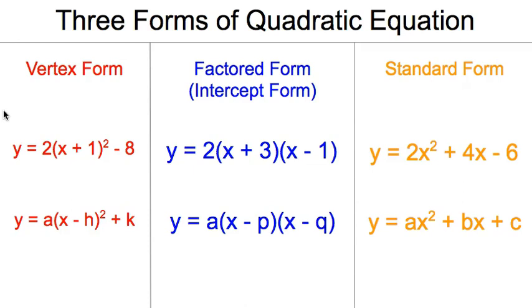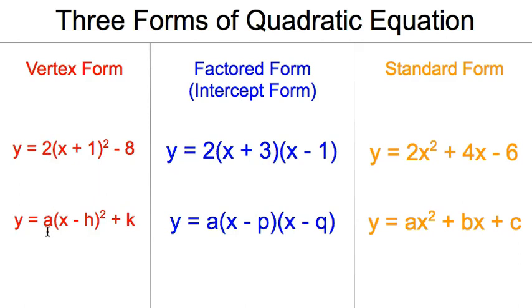And here they are. We have our three forms: vertex form here in red, factored form, also known as intercept form, here in blue, and standard form in orange. And so what I want you to notice is the general structure of these things. If we look at vertex form, we have some coefficient outside of a set of parentheses, and that quantity in the parentheses is squared, and then we have some other constant term added or subtracted back here. So one set of parentheses, and then that is squared.